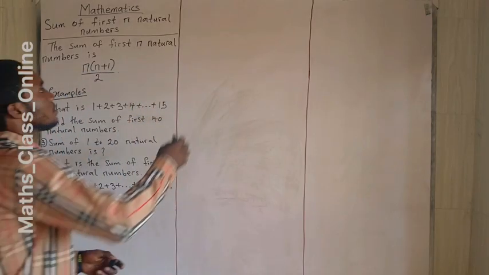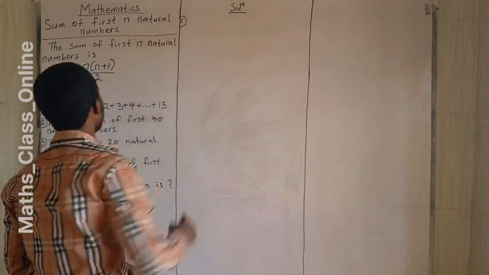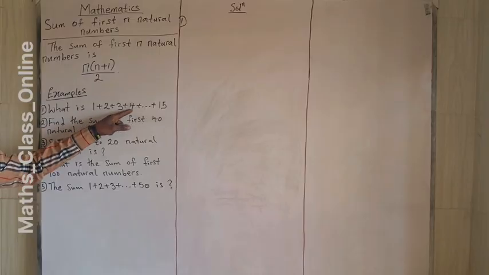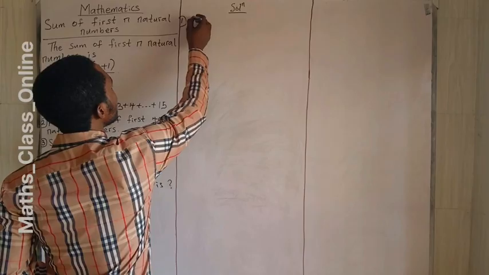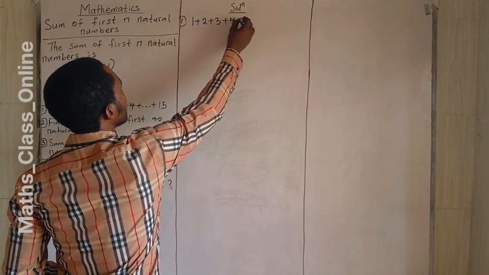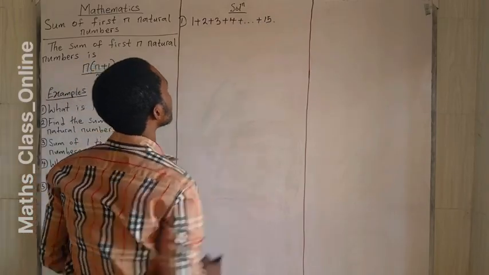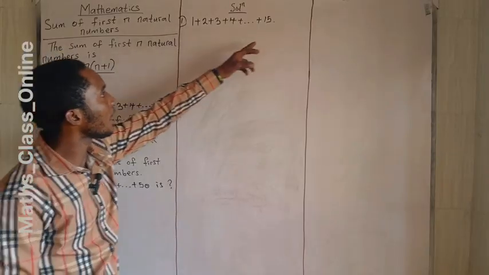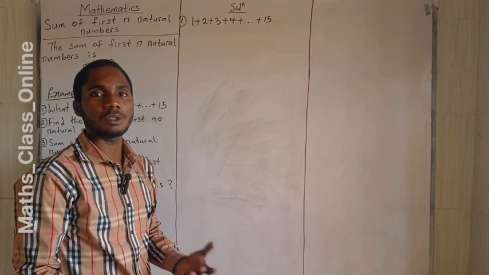Example 1. The first example we have here is, what is 1 plus 2 plus 3 plus 4 plus dot dot dot plus 15? You can see that this is the sum of numbers starting from 1 and ending with what? 15. This is the same as the sum of the first 15 natural numbers.